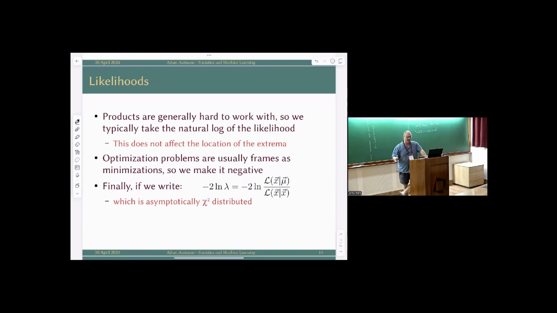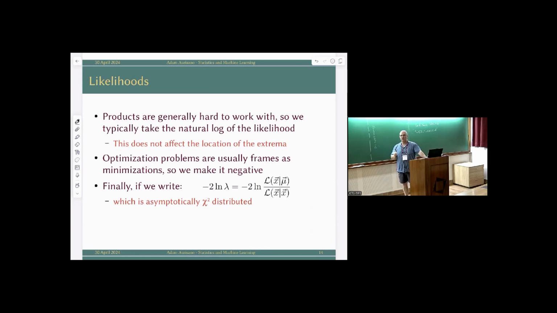Like I said before, products are hard to deal with, and taking the derivative of a product is messy. It's much, much nicer to be able to take the derivative of a sum instead. The natural log is monotonic, and so it shouldn't change the location of the maximum. So we can take a natural log of our likelihood, and the parameters that maximize the likelihood should also maximize the log likelihood.